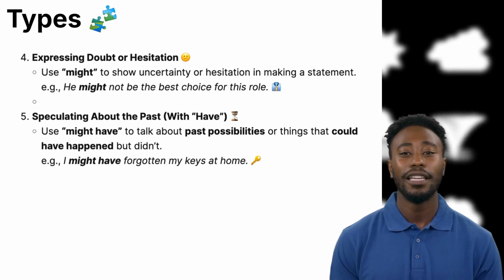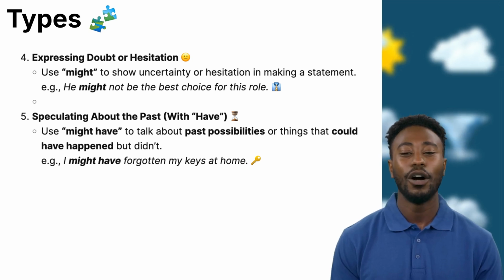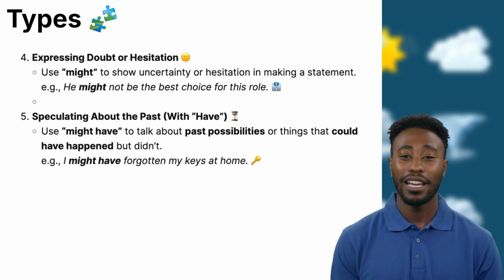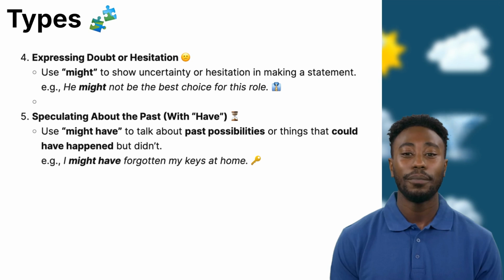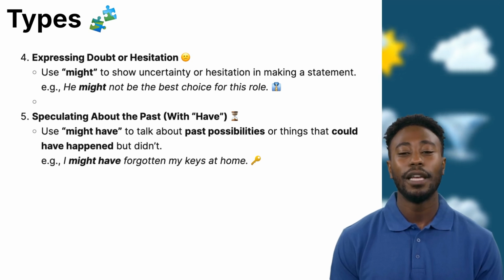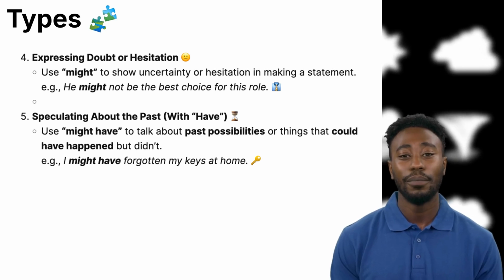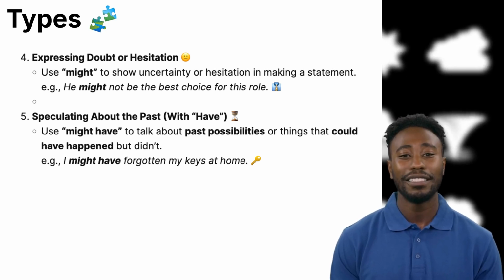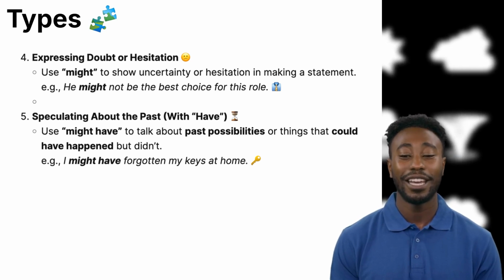5. Speculating about the past with have. Use might have when talking about past possibilities or things that could have happened but didn't. Example: I might have forgotten my keys at home. This means I am not sure, but there is a possibility that I left my keys at home. More examples: she might have missed the train. They might have been asleep when you called. If you want to talk about uncertain past events, use might have.